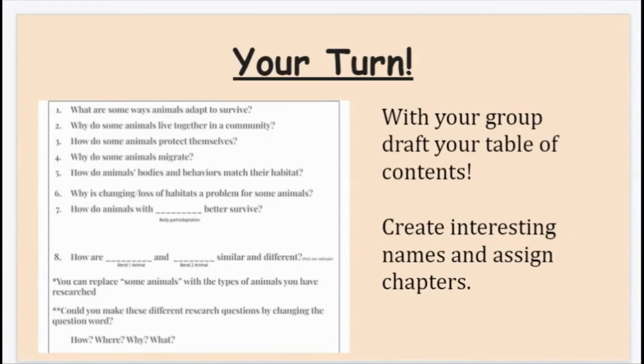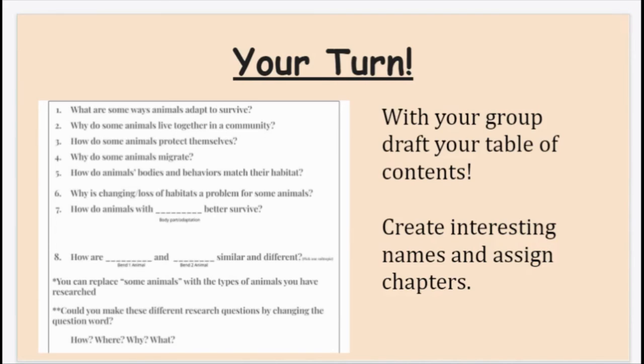So now that you have figured out the title of your book and what all these questions and ideas are going to fall under, it's time to actually draft your table of contents. So these are your questions from reading session 15. In that session, you chose a question and started researching it. Hopefully, everyone has picked a different question.